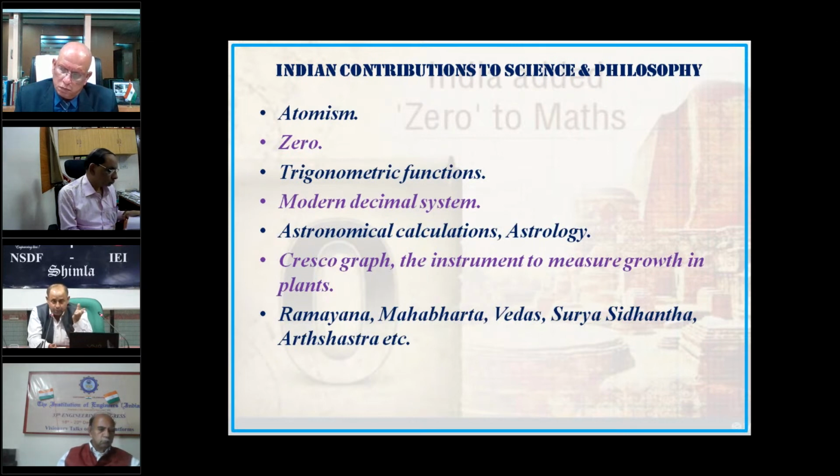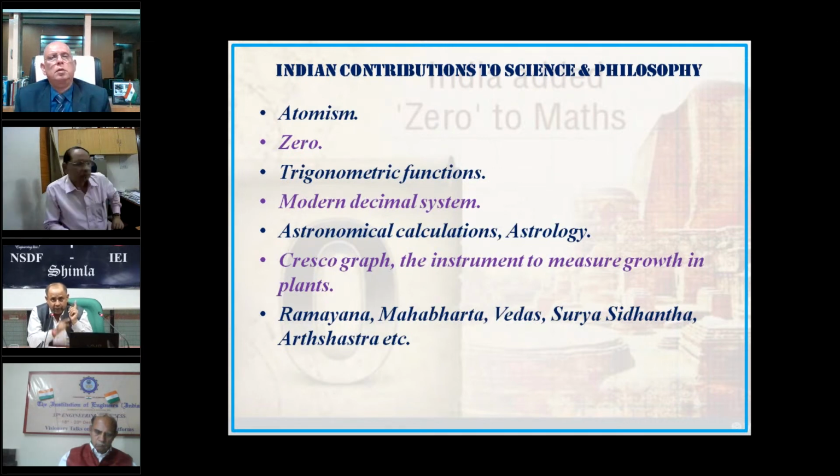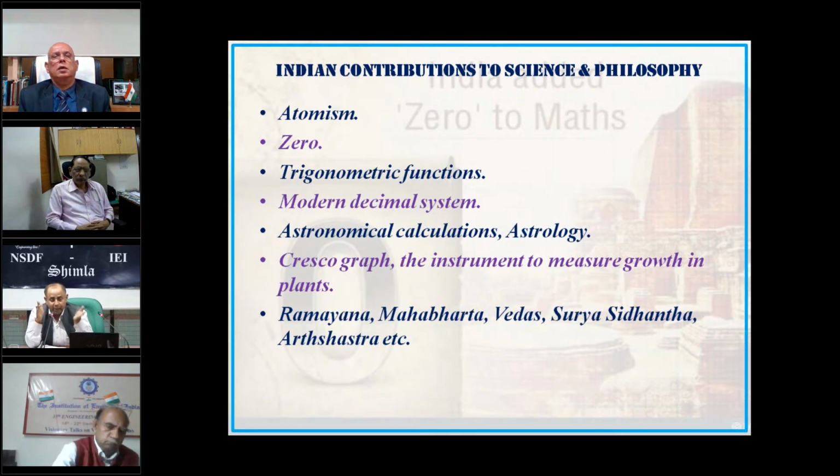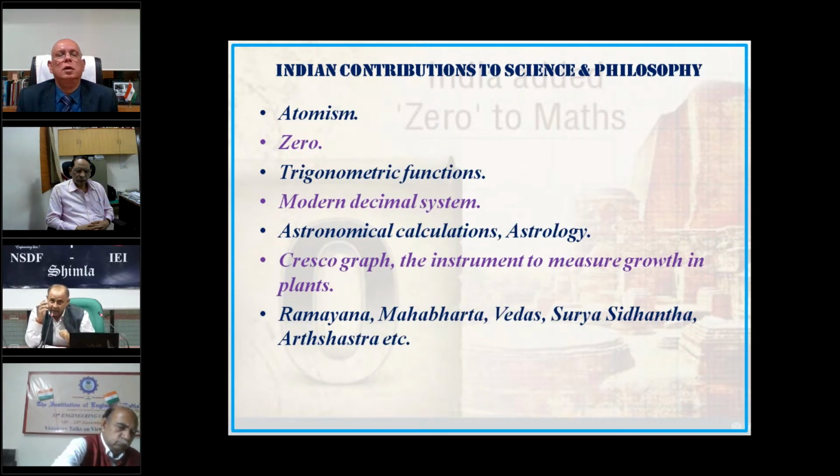Like the modern decimal system, Bhaskaracharya was the person who did the modern decimal system. Astronomical calculations were done by Varahamihira and Brahmagupta, the great Indian scientists, and the calculations even stand till today. Without any sophisticated instruments, they could gauge the distance between Earth and Sun, and how much time Earth takes to rotate about its axis every year. So Varahamihira and Aryabhatta did it so many years back, and the calculations are so accurate.